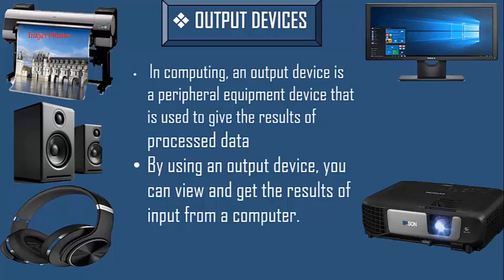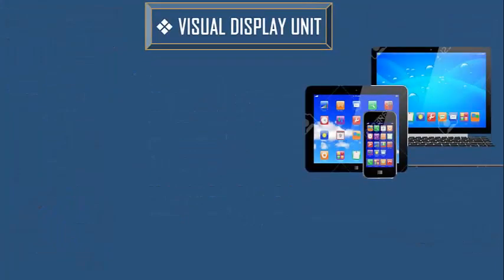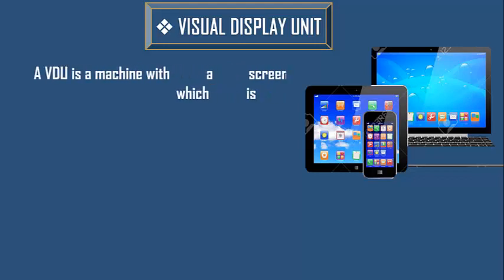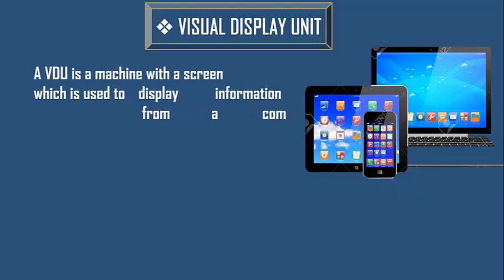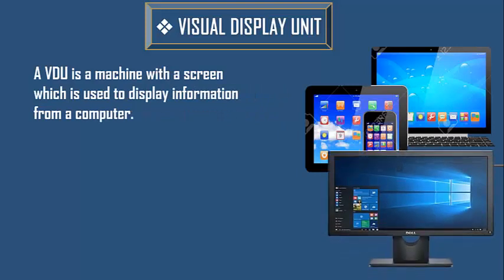You have learned many things about VDU and printers in grade 4. Let us learn more about these devices. Students, a VDU is a machine with a screen which is used to display information from a computer. VDU is an abbreviation for Visual Display Unit. It's similar to a TV screen.